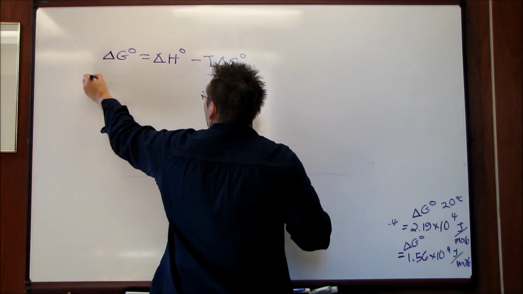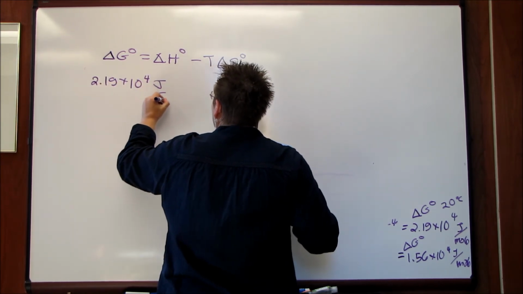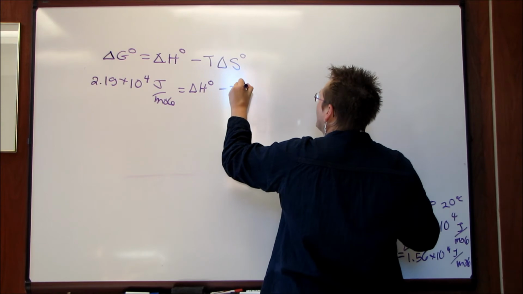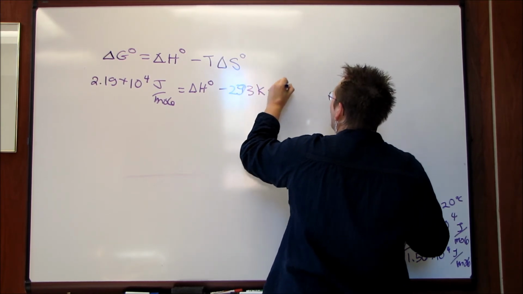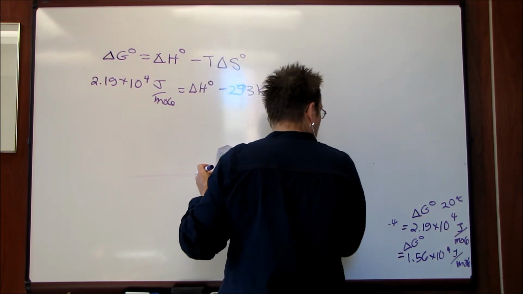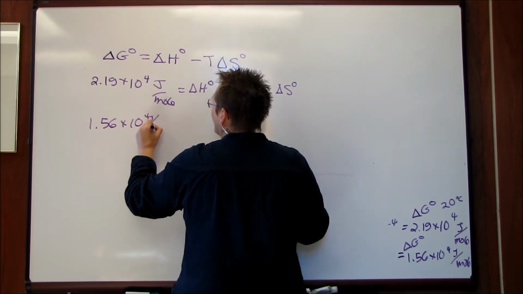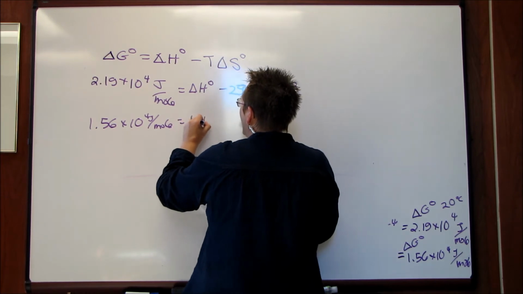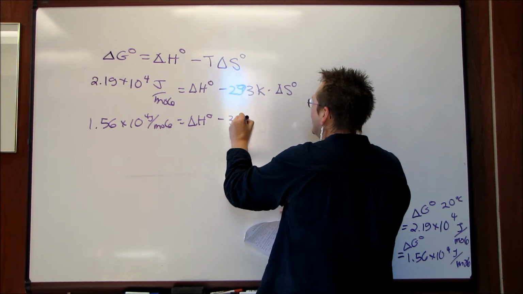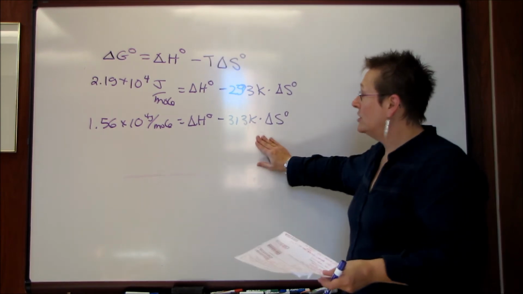So I'm going to say 2.19 times 10 to the 4 joules per mole equals delta H naught minus that temperature, 293 Kelvin, times delta S naught. And we have another equation, which is that this delta G naught, 1.56 times 10 to the 4 joules per mole, is equal to delta H naught minus the new temperature, which would be 313 Kelvin times delta S naught. Two equations, two unknowns. Do the math however you like.